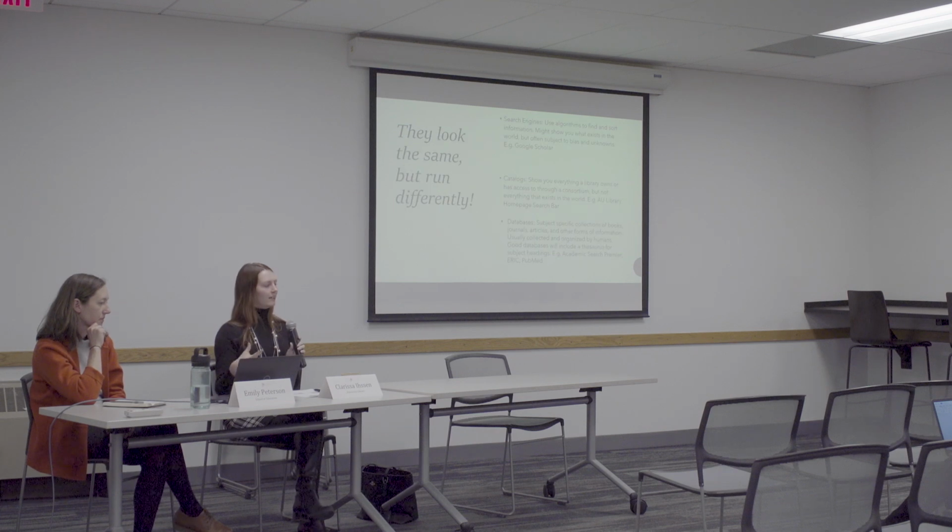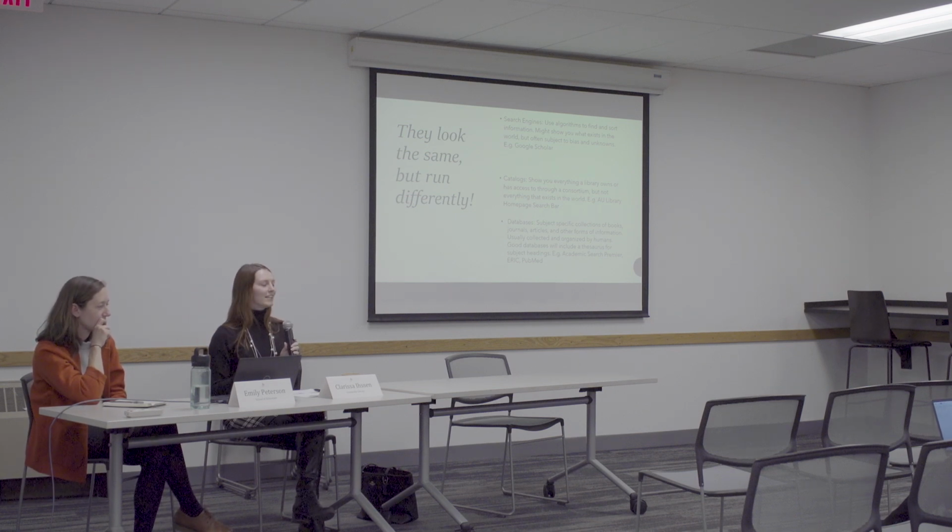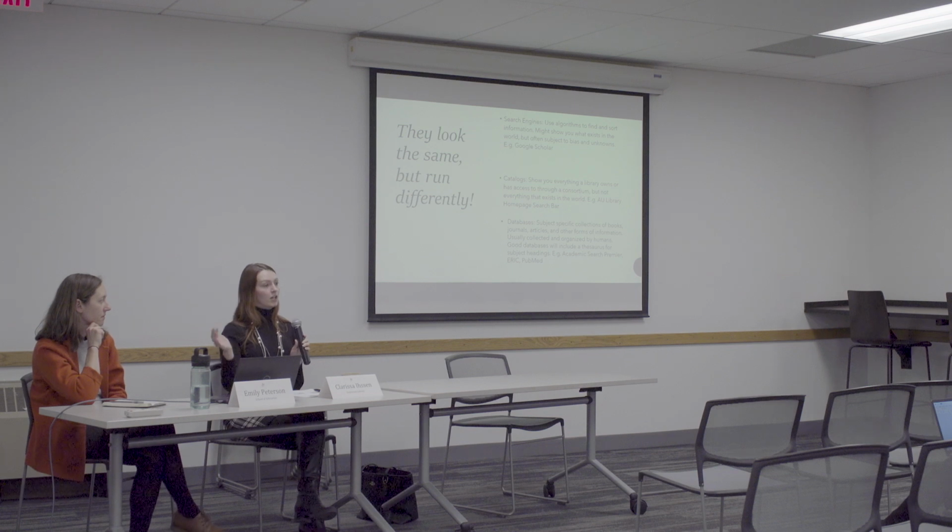So search engines, catalogs, databases look similar, run completely differently. The one we're most familiar with, Google Scholar. Who uses Google Scholar? Show of hands. Lots of people, right? We all use it. It's fun and easy. It uses an algorithm to find and sort the information. It might allow you to see everything that exists in the world, but realistically, it's a black box. I don't know how it works. I don't know how it operates. Things can change. It runs on information it collects on you, so every single one of us could run the same search and get different results. Not great for research methodology, right?